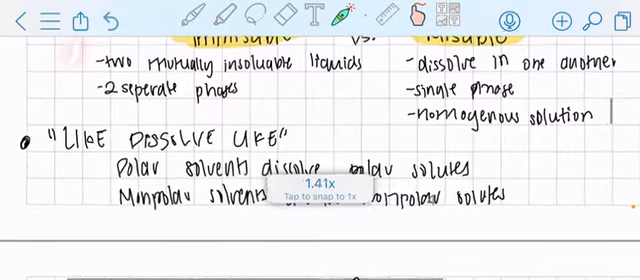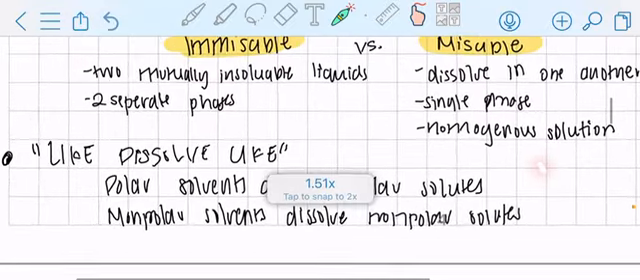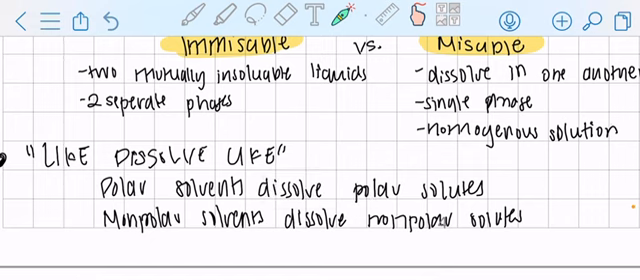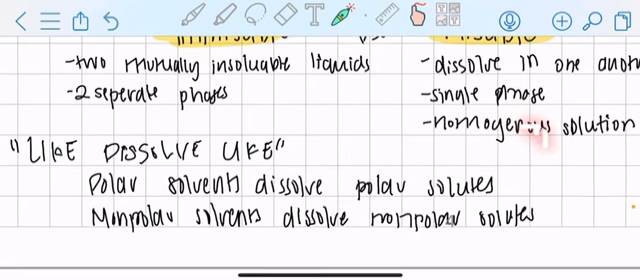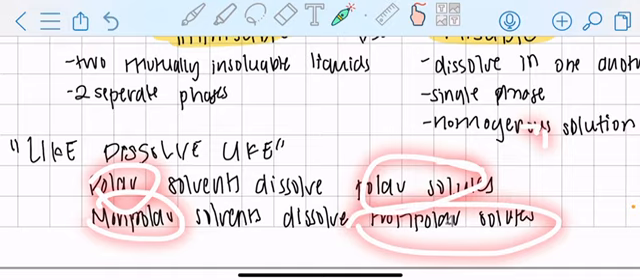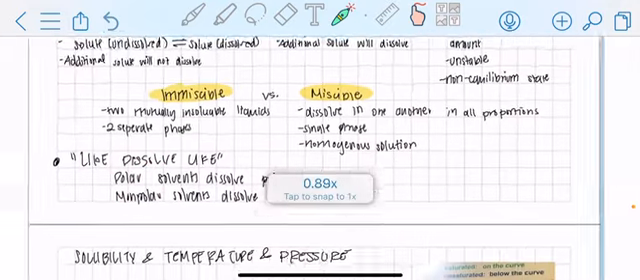Like dissolves like. So, if we want to know if something is miscible and will dissolve something else, or just if something will dissolve in a solution, polar solvents will dissolve polar solutes, and nonpolar solvents will dissolve nonpolar solutes. This is because like dissolves like.